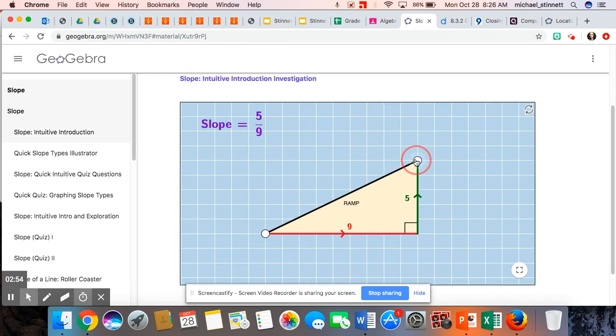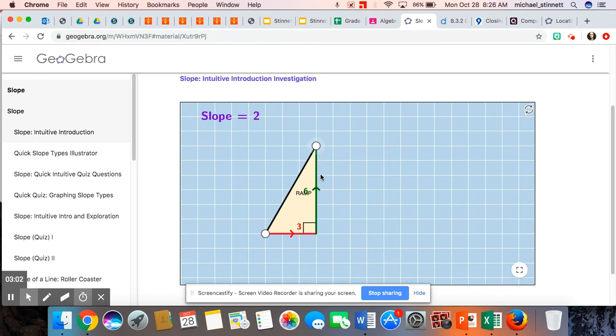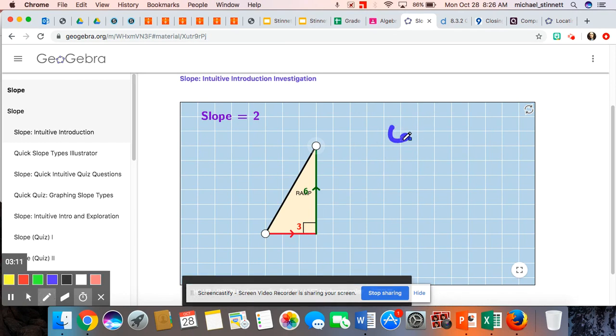And you can always click on these white dots and change the slope. And if you notice here, this is a slope of 2 because it is going up by 6. So 1, 2, 3, 4, 5, 6, and over by 3. And so the slope is 6 over 3, which equals 2, okay? Because 3 fits into 6 twice. So you could see that.